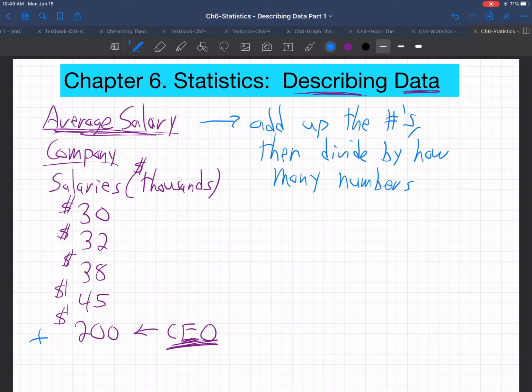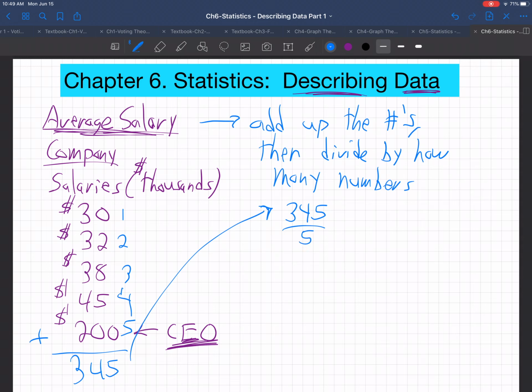So we have to add these up. So use your calculator, add those up. I got 345. So let's take that up here. Take that 345, and then you have to divide by how many numbers? You have 1, 2, 3, 4, 5 numbers. 5 total people that work for the company, including the CEO. If you divide by that, you get 69. So we're saying 69,000 is the average salary. Right? So remember how to do averages? You just add them up and divide by how many numbers.